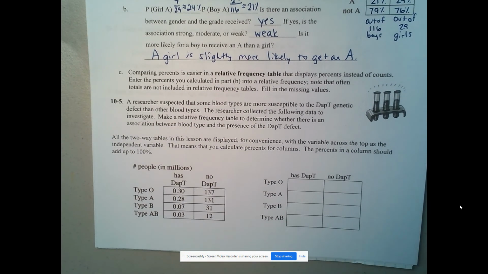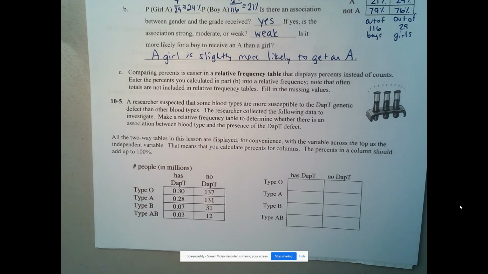10-5. A researcher suspected that some blood types are more susceptible to the DAPT genetic defect than other blood types. The researcher collected the following data to investigate. Make a relative frequency table to determine whether there is an association between blood type and the presence of the DAPT defect. So this is your original set of data, and it's number of people in millions. This is not anything to do with percents. This is number of people.